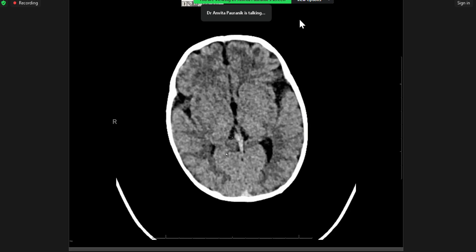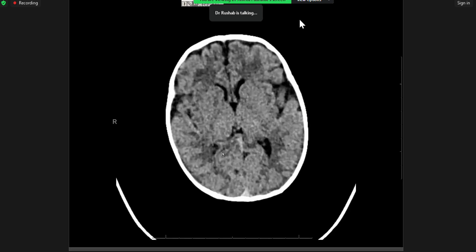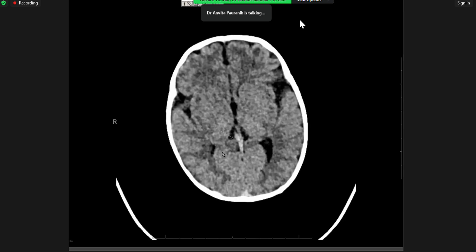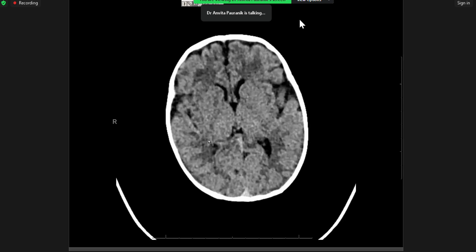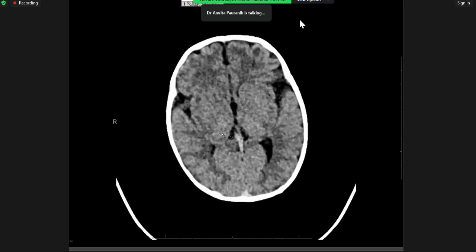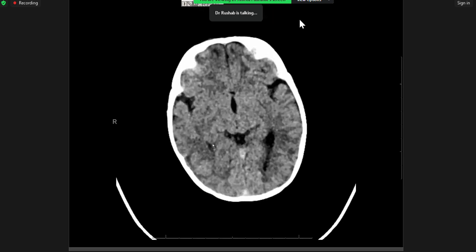What structure is this, anatomically? Internal cerebral vein, ma'am. Yeah, so where the confluence is and straight sinus. Okay, good. Do you think they are a bit dense? Yes, ma'am. They are appearing hyperdense, ma'am.